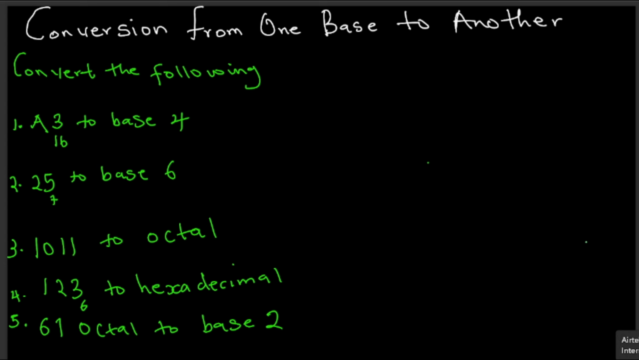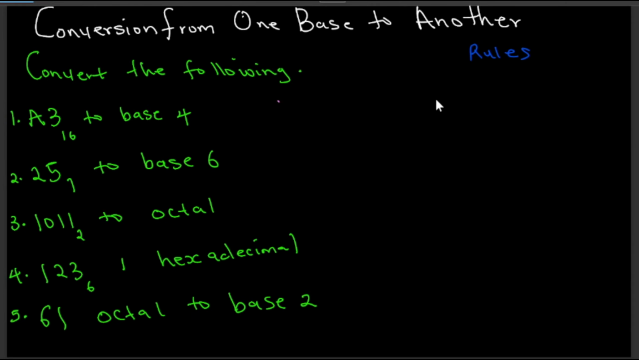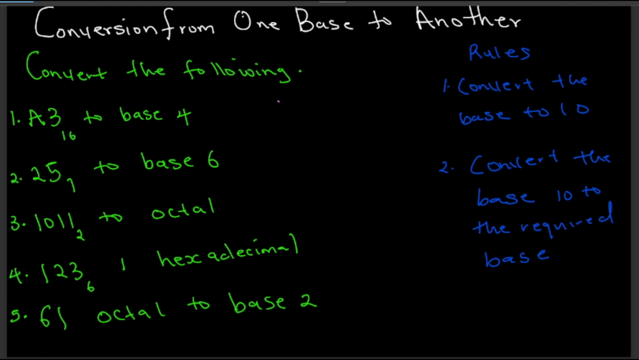So let's get into our rules. Of course, we always have rules for every conversion that we do. Rule 1: convert the given base to base 10. So the first thing you need to do is to convert your given base to base 10. Then secondly, convert the base 10 to the required base. So these are the steps we will use to solve this conversion problem. Let's get started with the solutions to these questions.